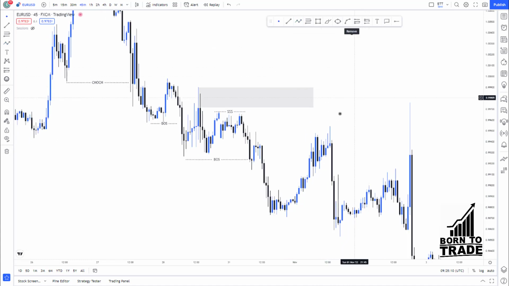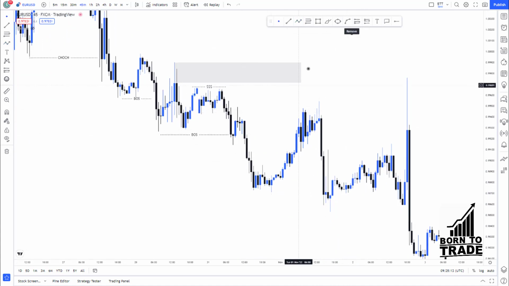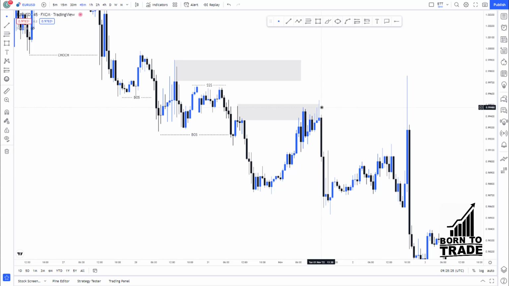But what do we see price do? What price did is that it came and tapped and mitigated this zone over here. And anyone that is trying to trade from here is totally wrong. Even though the person got lucky that price pushed lower and broke structure to the downside, anyone that is trying to trade from that zone over there is getting it wrong.